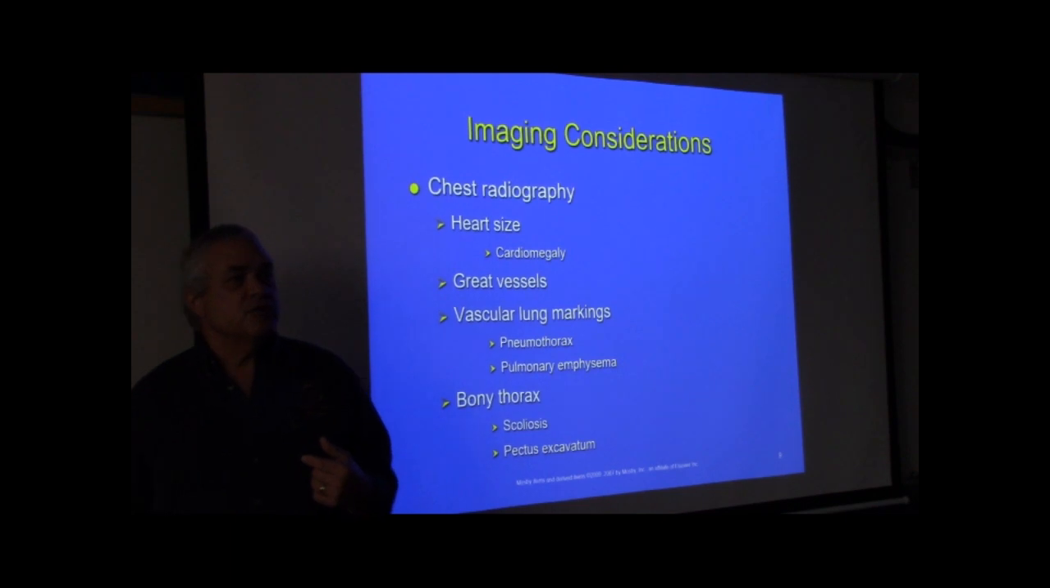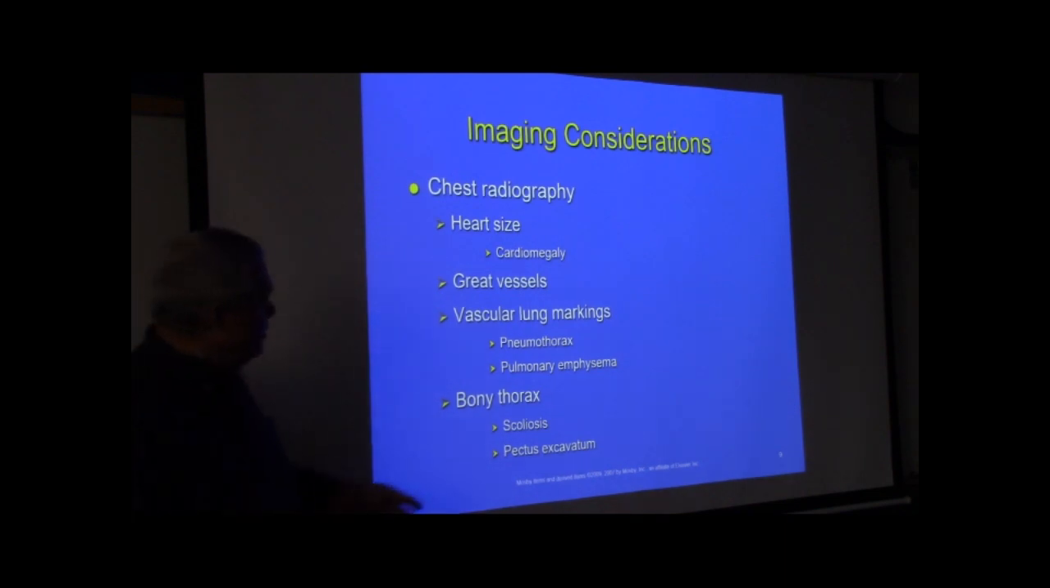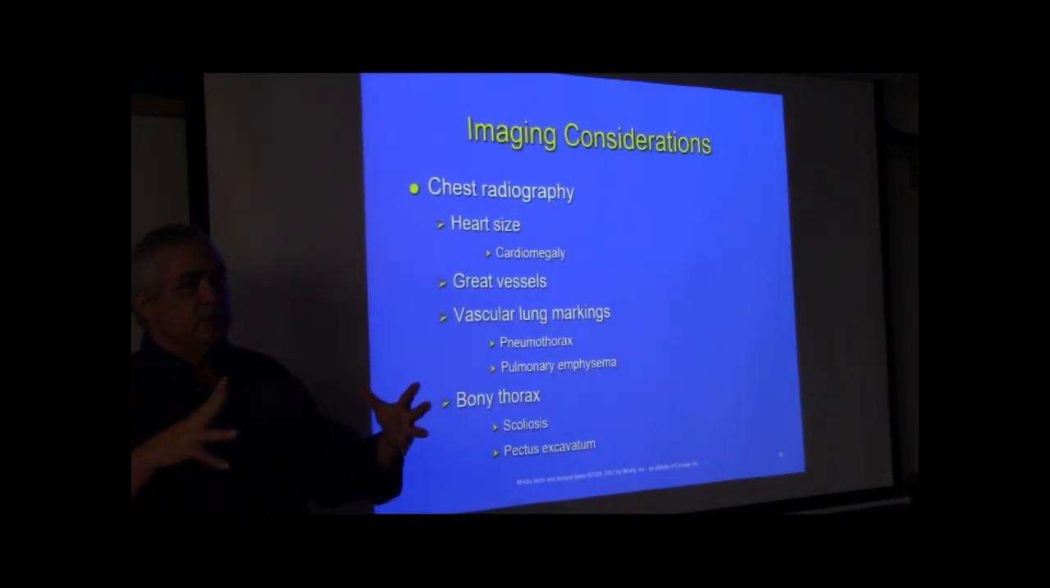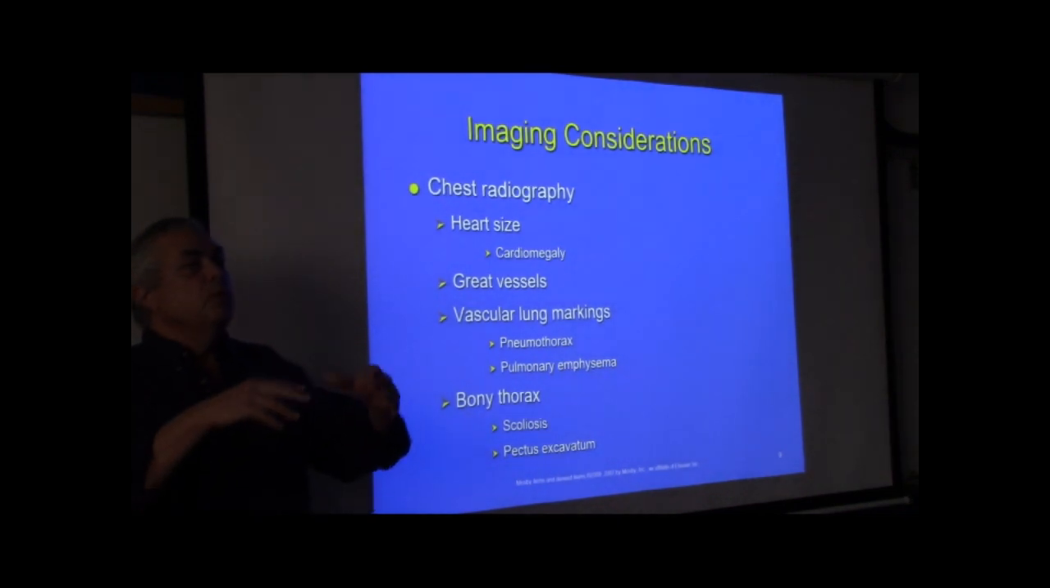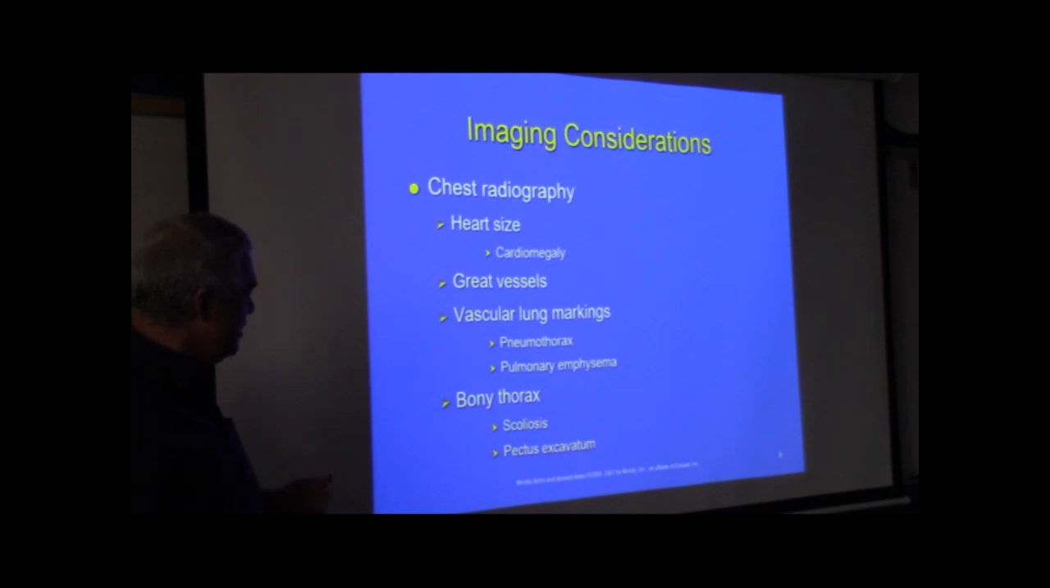If a patient has pneumothorax, how do we know it? Well, one of the ways is there's an air space there with no vascular markings. All it is is an air bubble without any real lung tissue. And then pulmonary emphysema. Sometimes a patient's lungs are hyperinflated, but we still can see the lung markings. So that's telltale for emphysema.